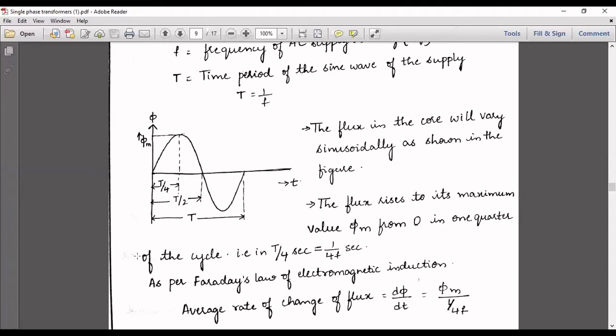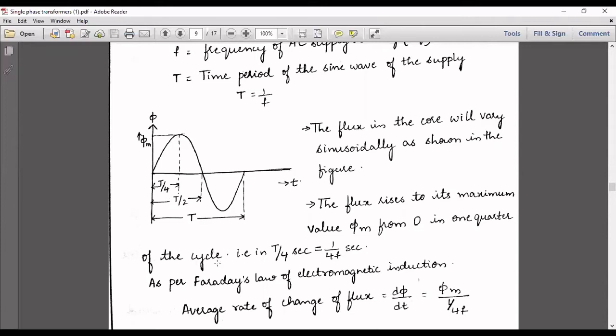It can be seen here, one complete cycle is T seconds. To reach the half of the positive value, that is up to 180 degrees, it takes T by 2 seconds. But to reach the maximum value, it takes T by 4 seconds. The T by 4 seconds is nothing but 1 by 4f seconds.